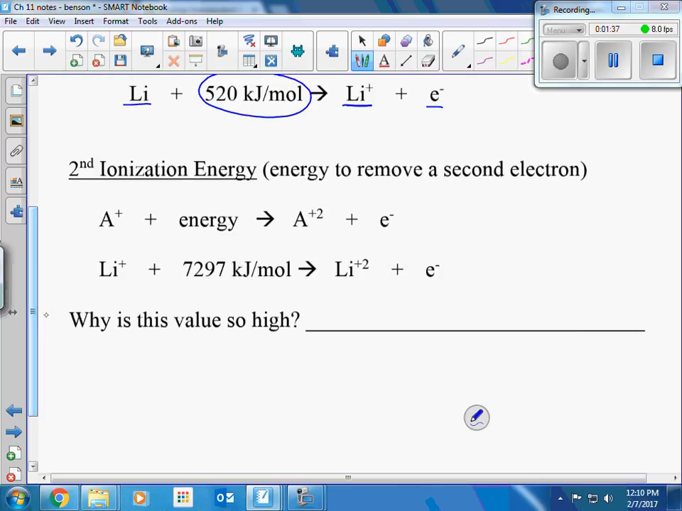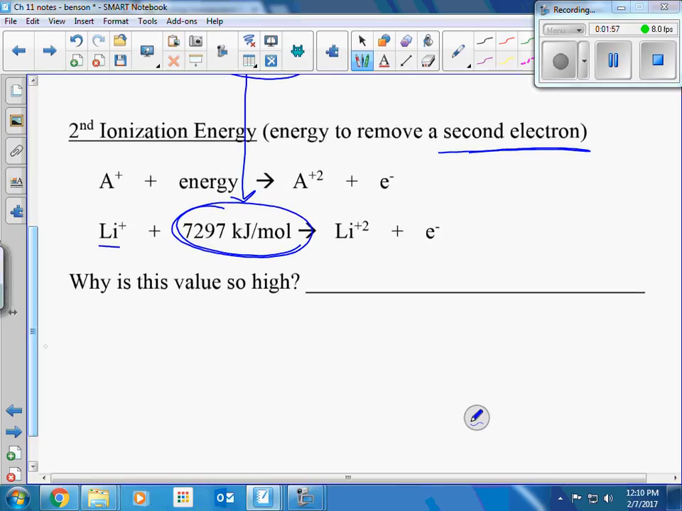So second ionization energy is to remove a second electron. And look what happens here. For the same lithium, now that I have it as a cation, it is going to take 7,297 kilojoules of energy. Now look at that difference. Wow, why? Well, this is because after lithium has lost one electron, it has now become a noble gas.